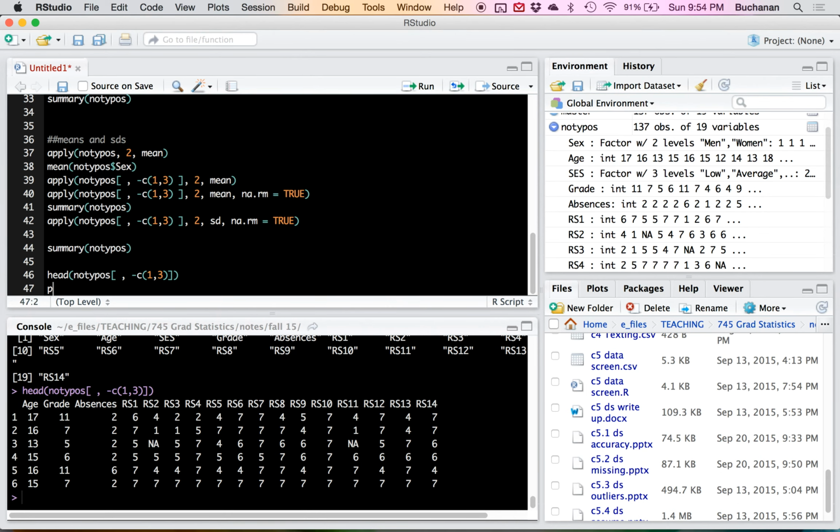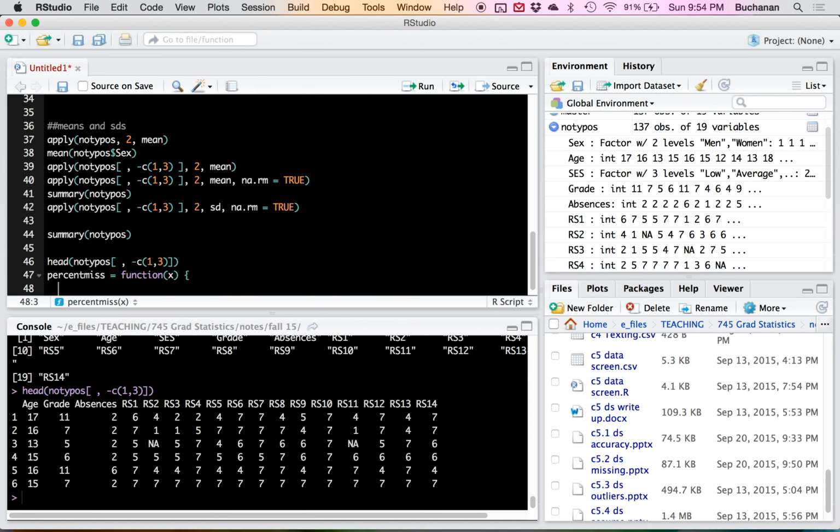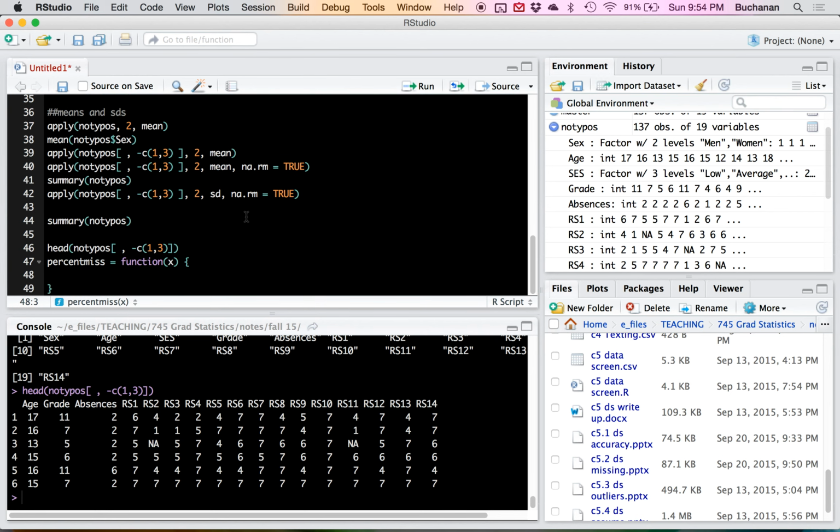this all typed out. So percent miss, you can call it whatever you want. Function of x. It changed to purple because that's a reserved word. Reserved words just mean they're words that are saved in R in a special way. So you can't call something function. Don't do that. It's bad.